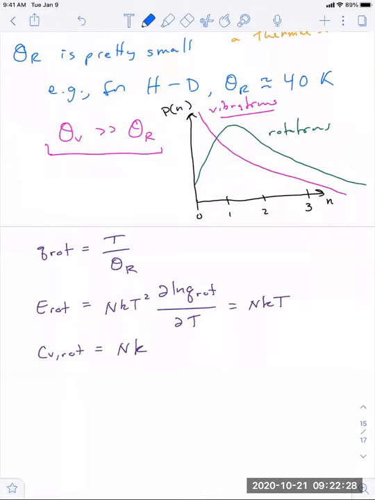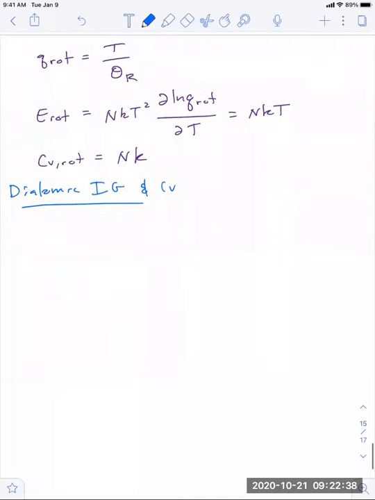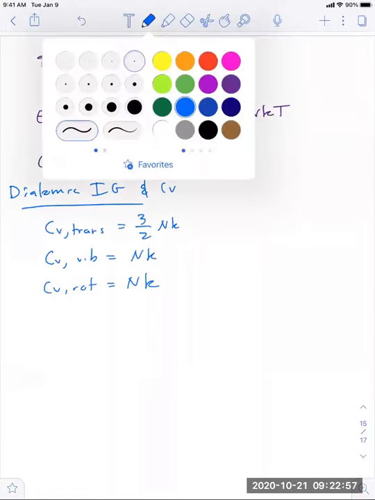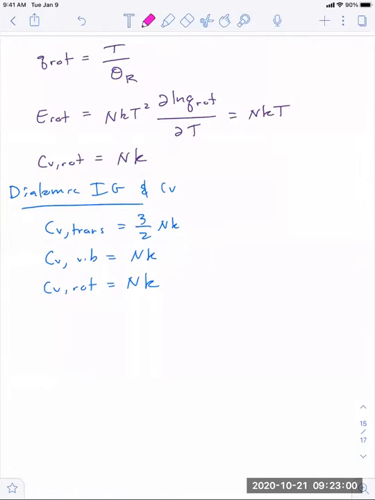So now, summarizing our diatomic ideal gas and the specific heat. We showed that the translational contribution is 3/2 nk, the vibrational is just nk, and the rotational is nk. Just to remind you where these magnitudes come from, it's related to the quadratic degrees of freedom in the Hamiltonian.